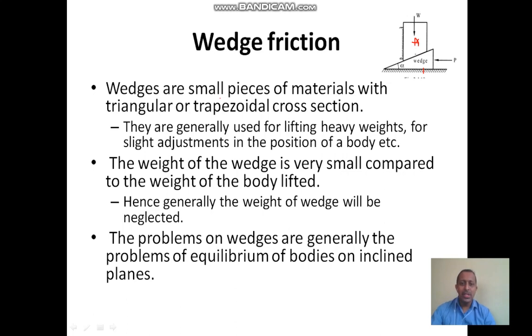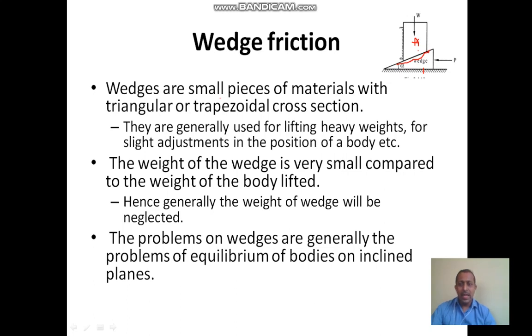Or we can change its position if required. As compared to the body A, the weight of the wedge will be very small, so that we can neglect it and consider it as zero. Here is an inclined surface, you can see the surface of the wedge is inclined. Considering an object kept on an inclined surface, we can solve the problem.